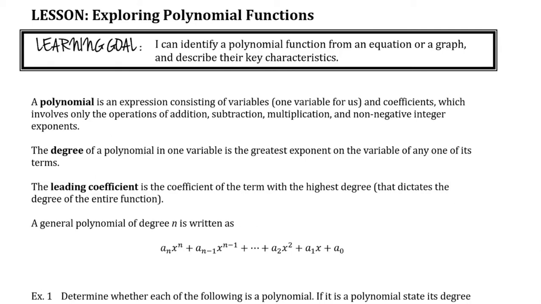Right, so today, or for this lesson, we're starting to explore the topic of polynomial functions, and that's the unit that we're working on, okay?